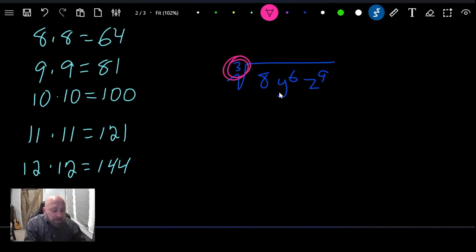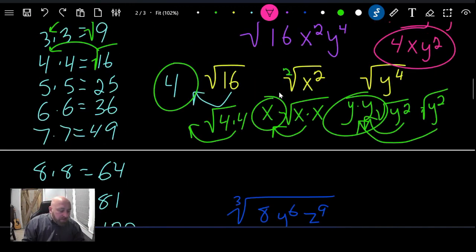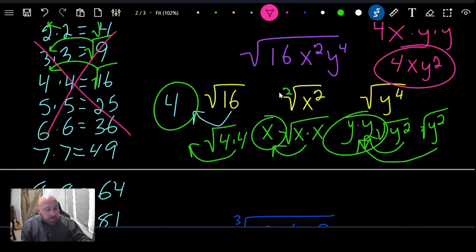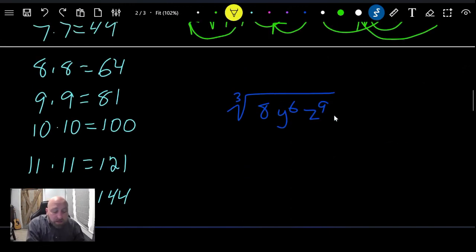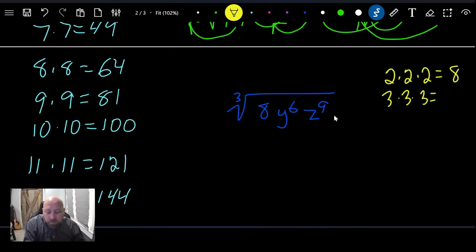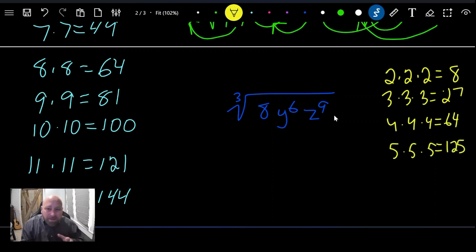This time we have a cube root out here. So now these numbers over here are no good to us on this one. Now we need the cube numbers. So let me go ahead and write some of the cube numbers over here. We won't write a ton of them. So 2 times 2 times 2 equals 8. 3 times 3 times 3 equals 27. 4 times 4 times 4 equals 64. 5 times 5 times 5 equals 125. We'll end there, okay? And you might have one that's bigger than this.